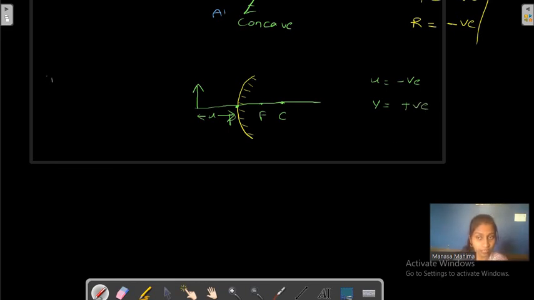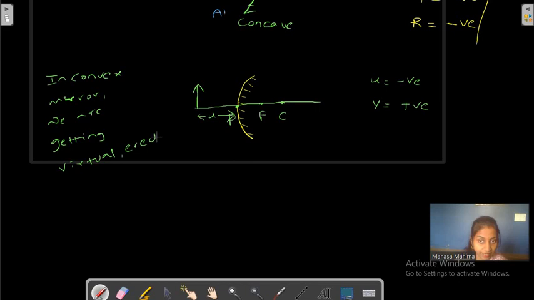Because in convex mirror, what kind of image are we getting? In convex mirror, we are getting virtual as well as erect images, right? So if you see the ray diagrams where you will see the nature of the image, you will get to know the nature will be virtual as well as erect, right?